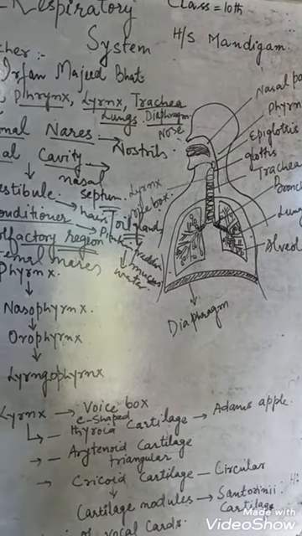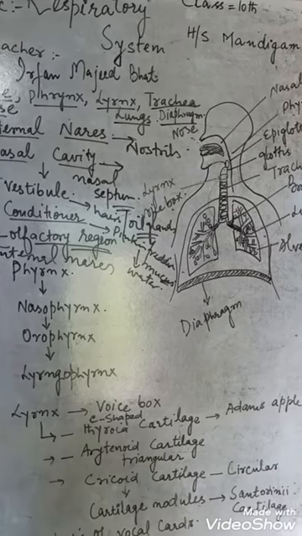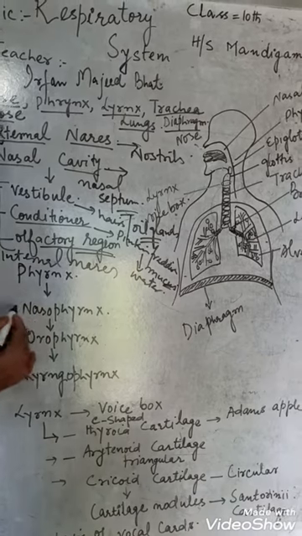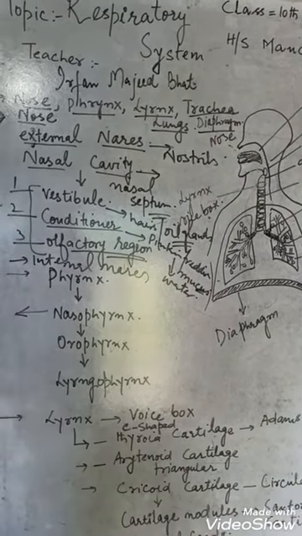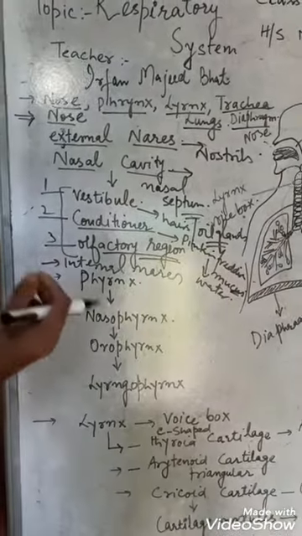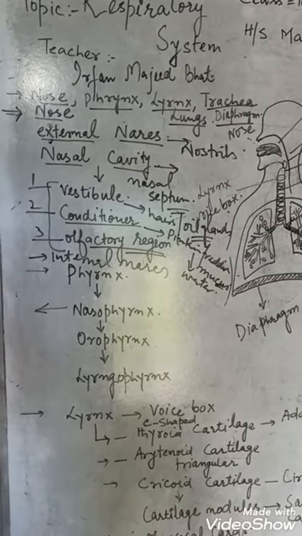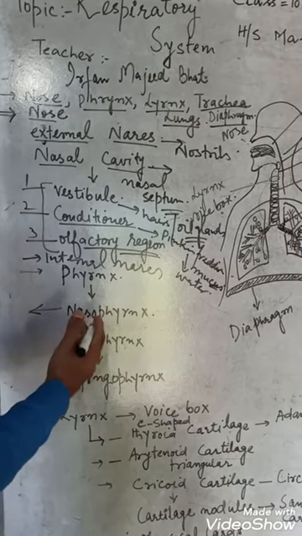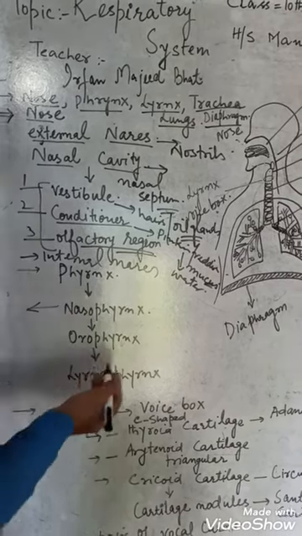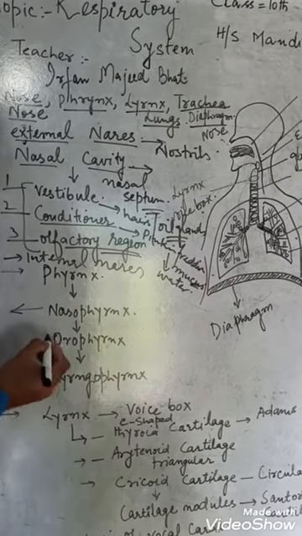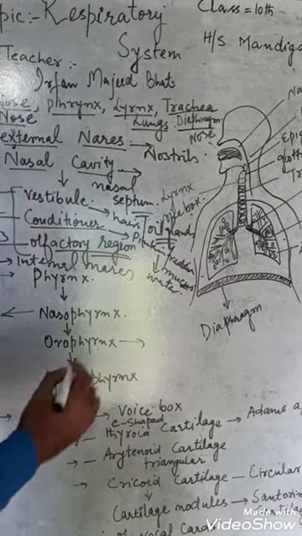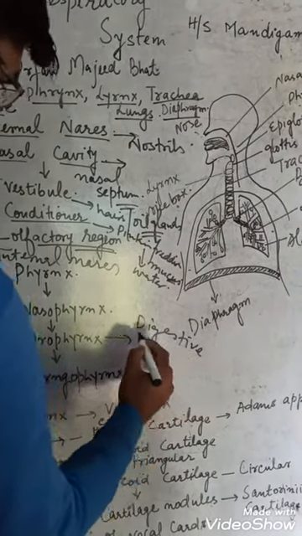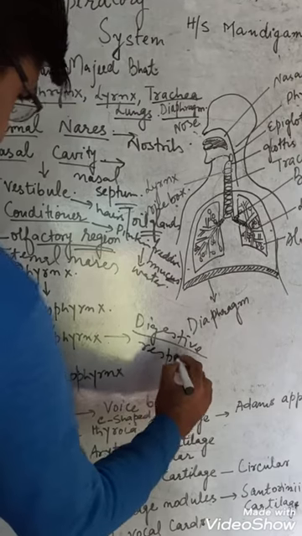This pharynx is divided into many parts. First of all, the part just below the internal nares is the nasopharynx. Once the nasal cavities go inside the respiratory system, you find the nasopharynx, and after that you will find the oropharynx. The oropharynx is the common passage for the digestive system and the respiratory system.